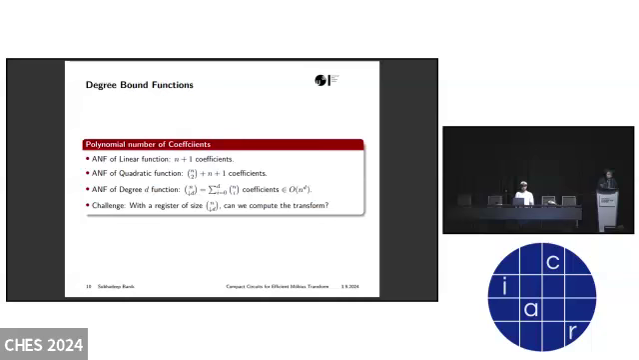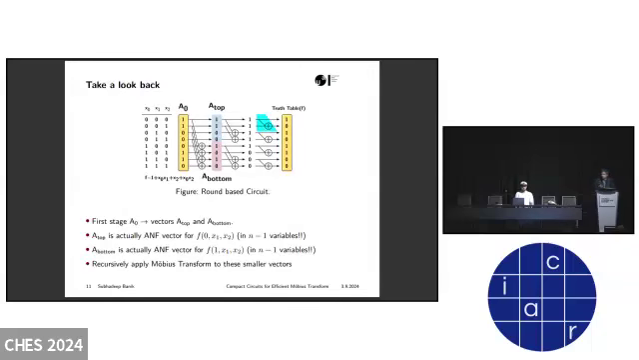So now what can we do with this information? Let's go back to the circuit for a moment. We can see that after the first stage, the ANF vector is broken up into two vectors, let's call them A top and A bottom, of roughly equal size. And the circuit is essentially the application of the Mobius transform recursively on A top and A bottom. That's how the circuit transform works.